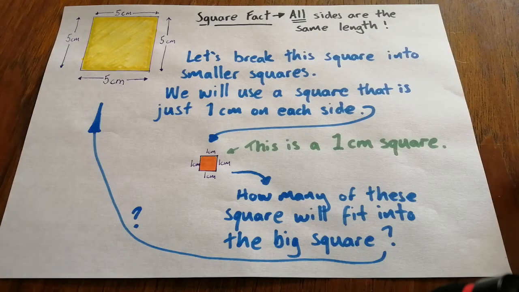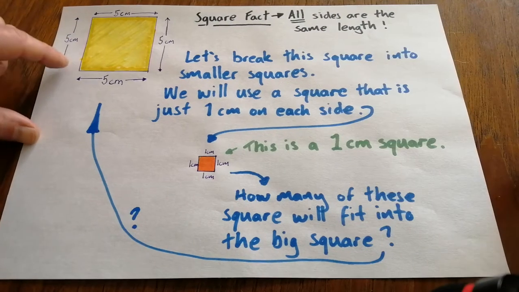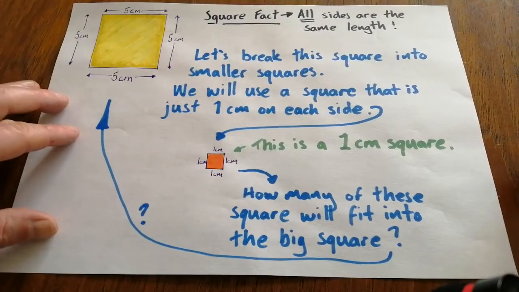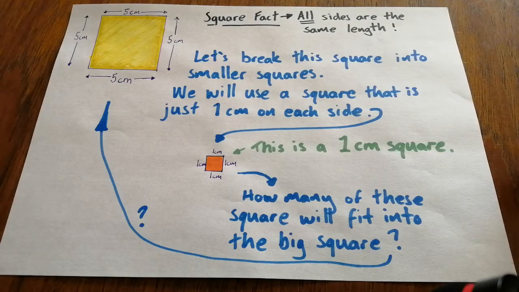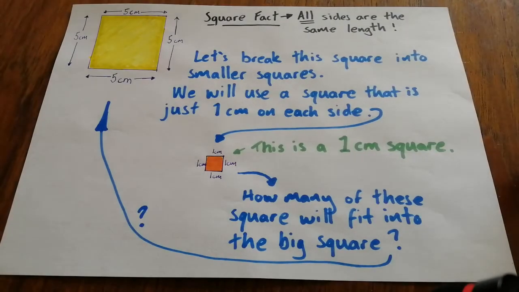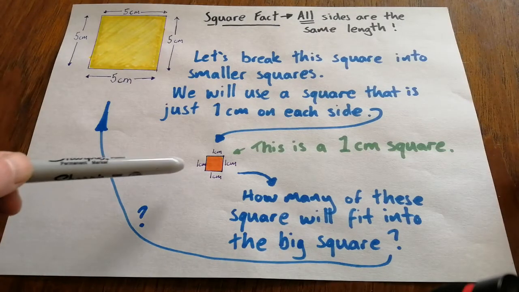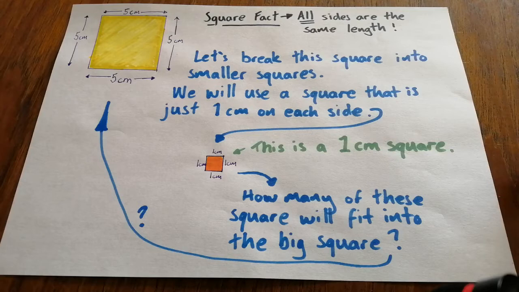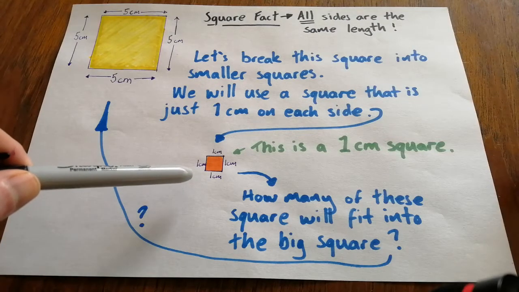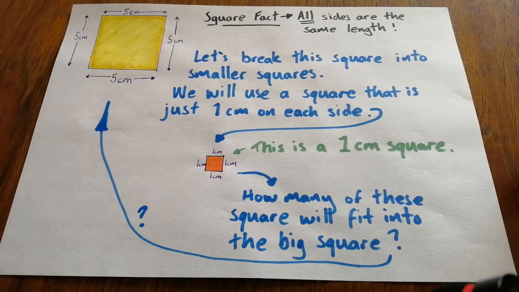The good thing about a square is all the sides are the same length, okay? They're always the same length. So this square here, I've just measured it. It's 5 centimetres by 5 centimetres by 5 centimetres by 5 centimetres. But let's break it up into smaller squares. What I'm suggesting we do this morning is break it up into squares that are just 1 centimetre long on each side. So it's 1 centimetre by 1 centimetre by 1 centimetre by 1 centimetre. That is what I would call a 1 centimetre square. Makes sense, doesn't it? It's 1 centimetre long on each side, so it's 1 centimetre square.